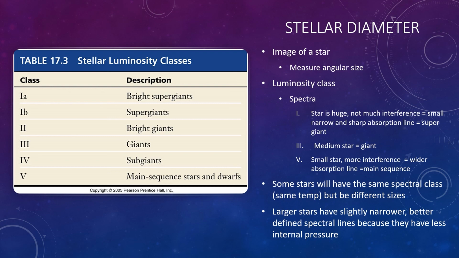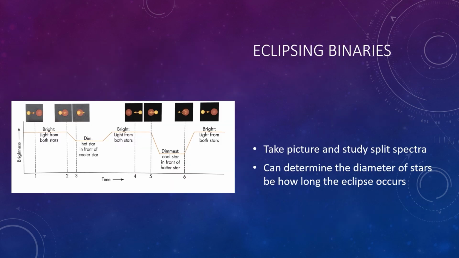Some stars will have the same spectral class and same temperature, but be different sizes completely. Larger stars will have slightly narrower, better defined spectral lines because they have less internal pressure. With eclipsing binaries, if you take a picture and study the split spectra, you can determine the diameter of the star and how long the eclipse occurs.